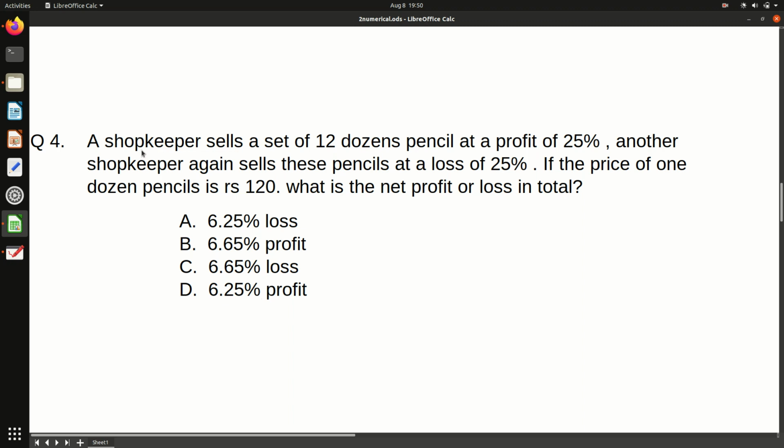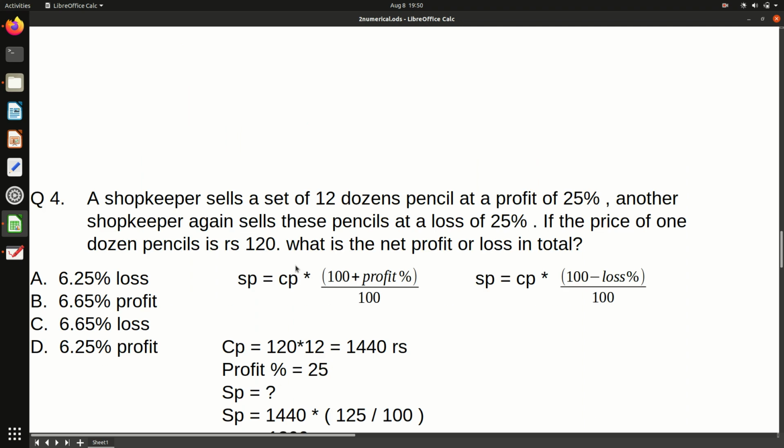Okay, so the question is, a shopkeeper sells a set of 12 dozen pencils at a profit of 25%. Now there is one shopkeeper, he sold 12 dozens of pencils at a profit of 25% to another shopkeeper, and that shopkeeper again sells these pencils at a loss of 25%. Okay, so we have to find the net profit or loss, and the CP is given. Initially the cost of 1 dozen pencils is 120 rupees. So let us see how to solve this.